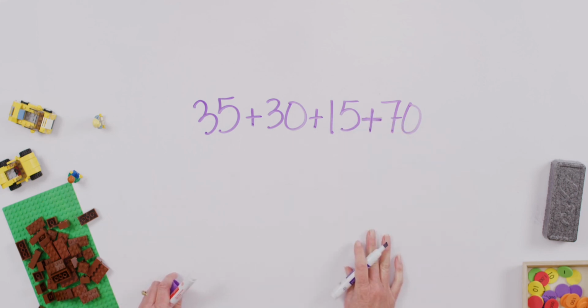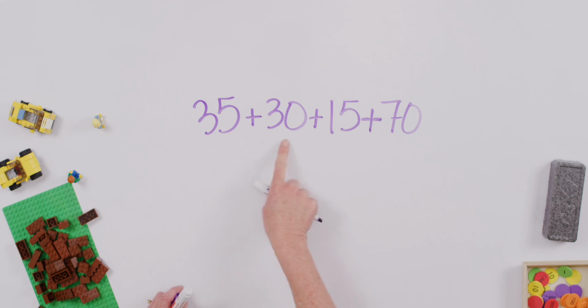Alrighty, let's try these now. So we have 35 and 30 and 15 and 70. Can you think of a way you would want to group these numbers together to make them easier to add?